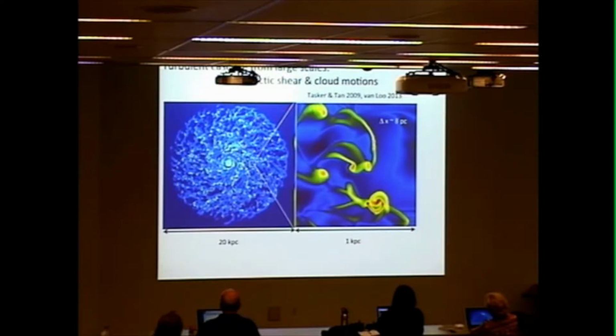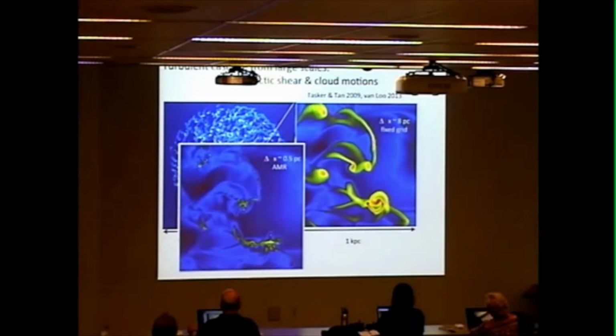And so here's an example of an isolated simulation by Tasker and Tan, which was then revisited by Van Loo later. He did a resimulation of this region, and when you increase the resolution, you get more and more structure in this cloud. So you're pumping the energy from the galactic shear and the cloud motion to actually drive the internal turbulence of these clouds. Okay.